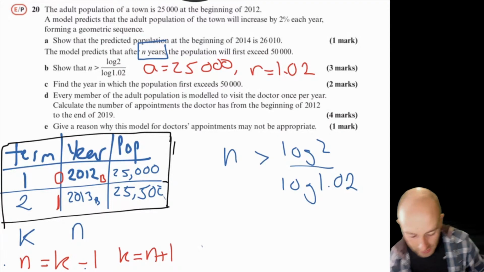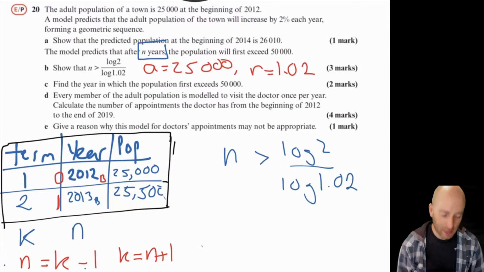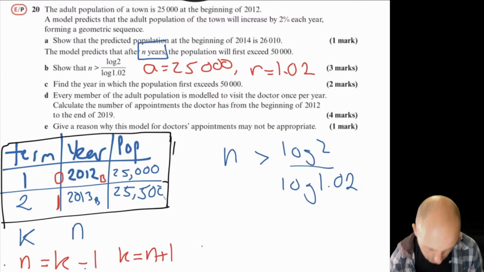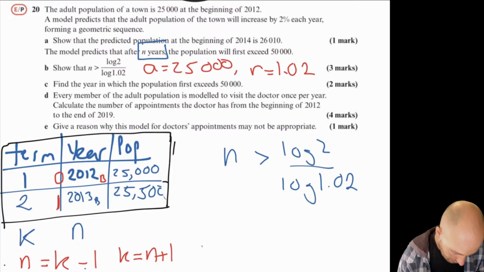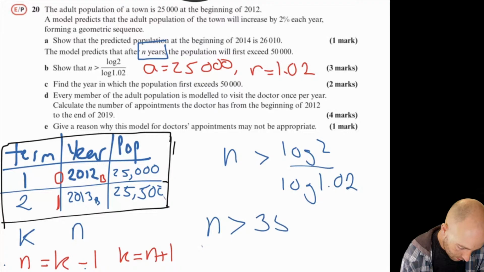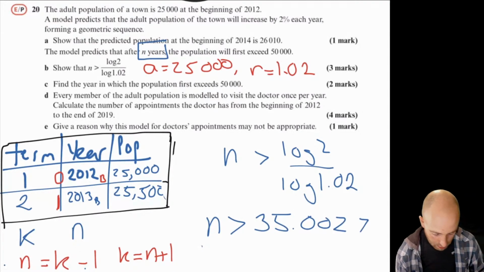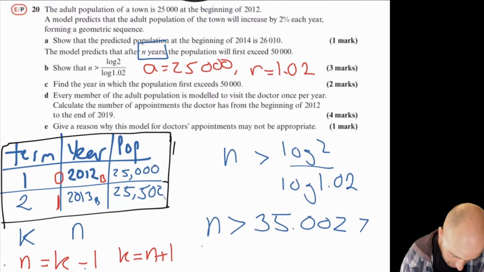Okay, now it wants me to find the year. So we're going to go back to our k and n stuff. If I find n first of all, that's going to be log 2 over log 1.02, which gives me n is greater than 35.0027, whatever the rest is. Let's just go safe. N is greater than 35.